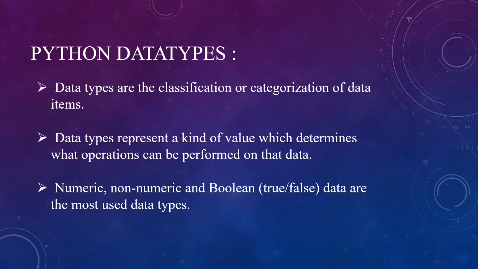Data types represent a kind of value which determines what operation can be performed on the data. After categorizing the data, we can easily find out what operation can be performed on it. For example, if it is an integer, then we can add, or if it's a string, then we can concatenate it. Numeric, non-numeric and boolean data are the most commonly used data types.